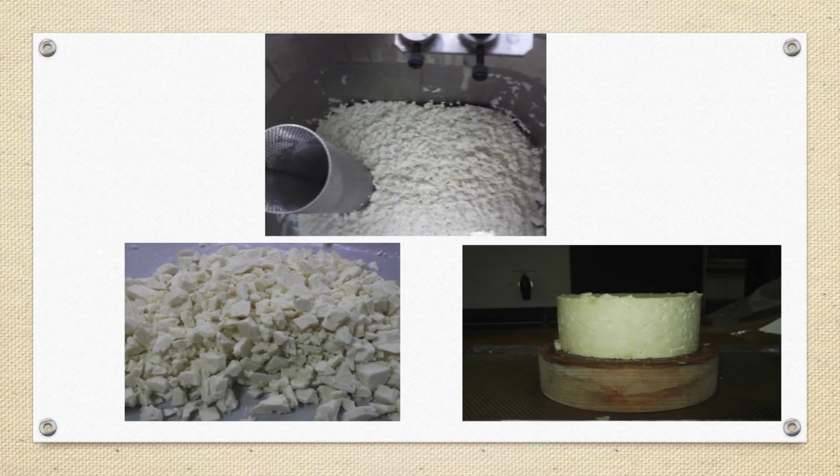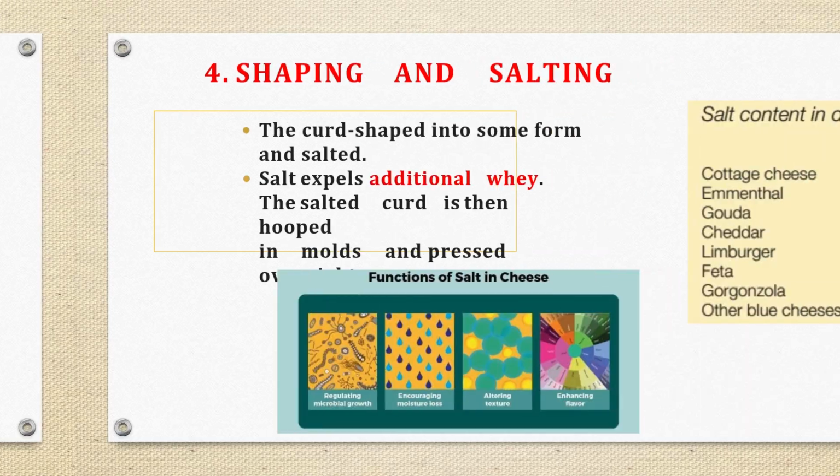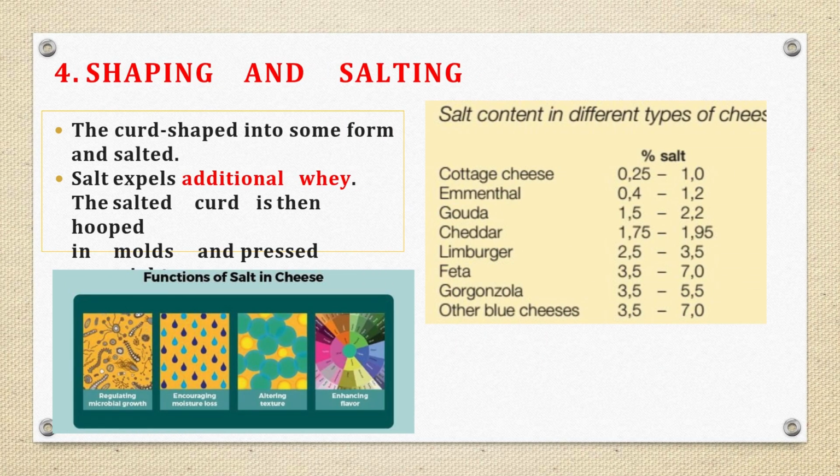Following this, we have the stages of shaping and salting. In this step, the curd is shaped into its characteristic form and salted. The salt does two important jobs: it expels additional whey and it adds flavor. The salted curd is then placed or hooped into molds and pressed, often overnight.